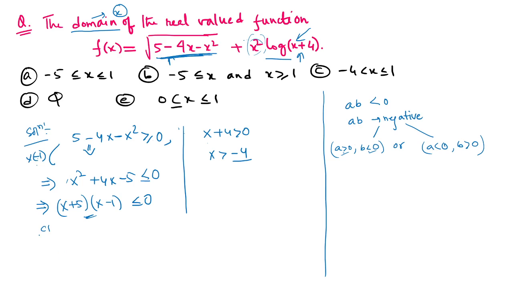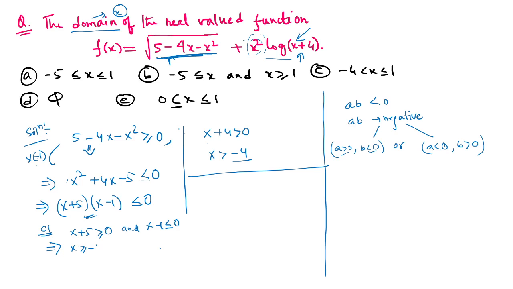In case 1, x plus 5 is a and x minus 1 is b. Let a be positive and b be negative. Let me write it down. This is case 1.